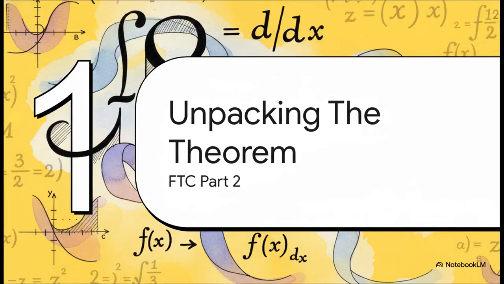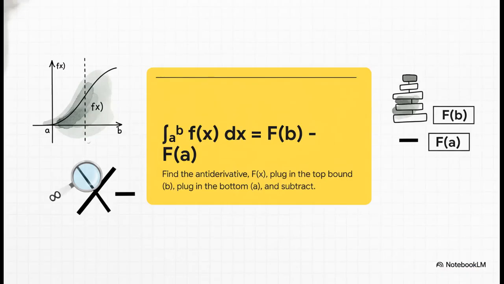Okay, let's dive in. So, the fancy name for our shortcut is the Fundamental Theorem of Calculus Part 2. And what makes it so fundamental? Well, it's the rule that forges this incredible link between an integral and its exact opposite, the antiderivative. And here it is, in all its glory. The integral of a function from some starting point a to an ending point b is just its antiderivative, that's the capital F, plugging in the endpoint b and then subtracting the antiderivative with the start point a plugged in. That's it. No more infinite rectangles, just one clean subtraction.